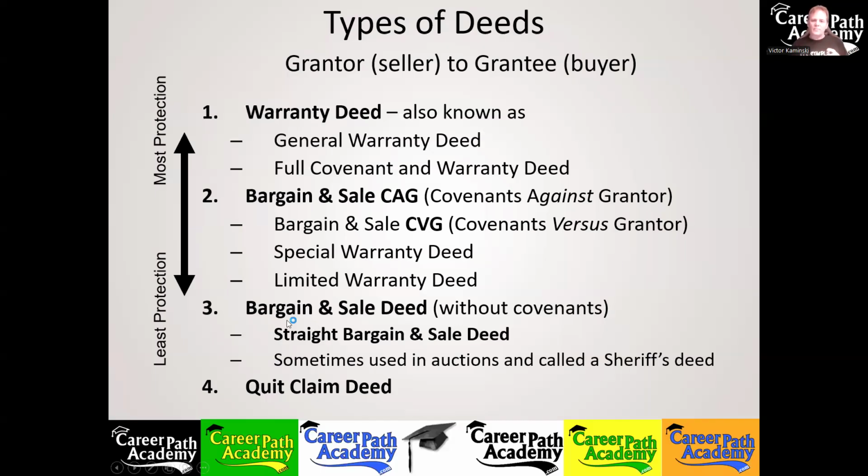Then we have a straight bargain and sale deed. A bargain and sale deed without covenants just says bargain and sale deed. This is also known as a straight bargain and sale deed because it's just bargain and sale without any covenants attached. No legal covenants, no legal promises. Sometimes used in auctions and called the sheriff's deed. Sometimes it's used in tax sales and other kinds of sheriff's auctions.